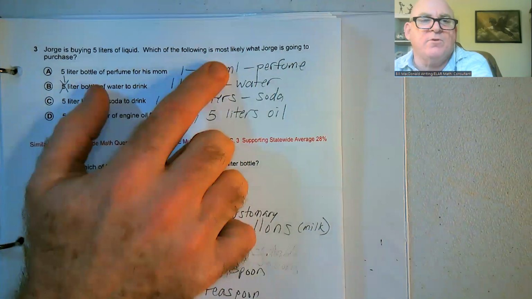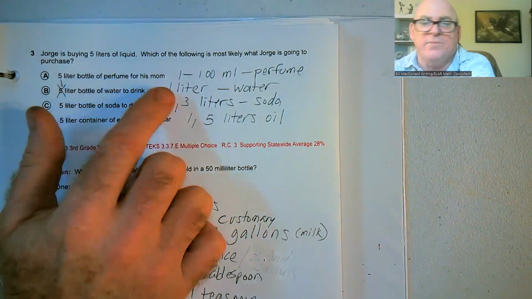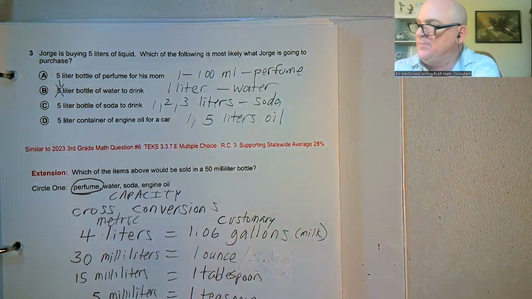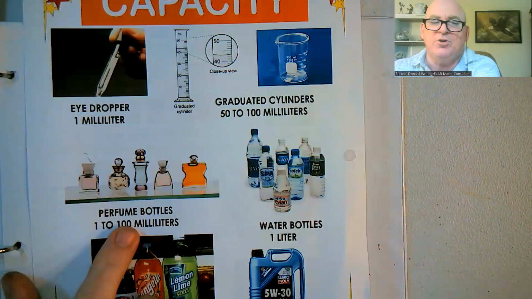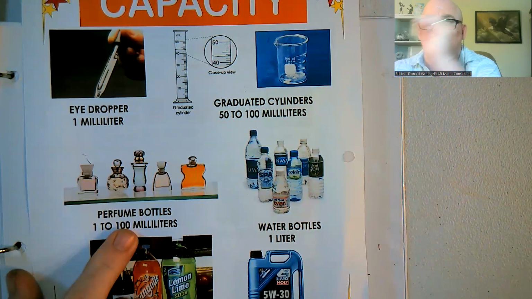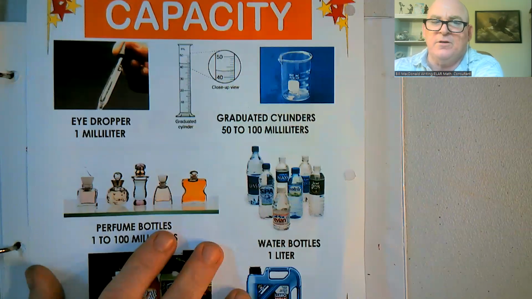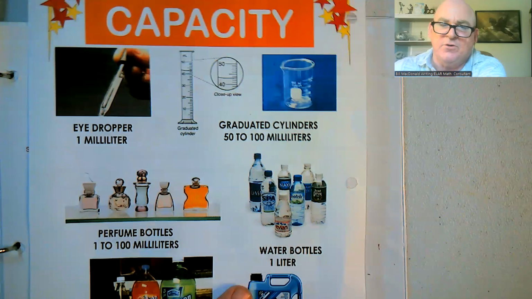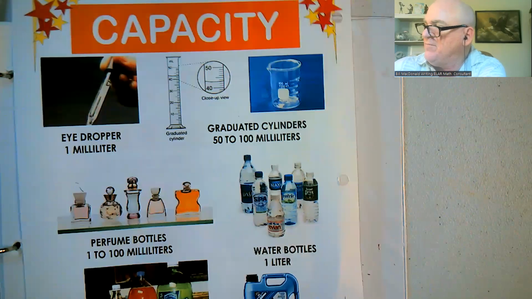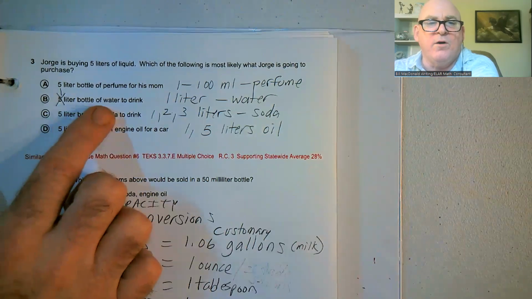So which of the following is he most likely going to purchase? Well, a 5 liter bottle of perfume. Well, no, because we said perfume is going to be from 1 to 100 milliliters. And again, if you let your kids see these, the visual learners will hopefully be able to memorize these. And as I did with other units, what you see here filled out on one page is empty on the next page, so your students can plug them in after they've kind of memorized each one of these. We have a 5 liter bottle of water to drink.